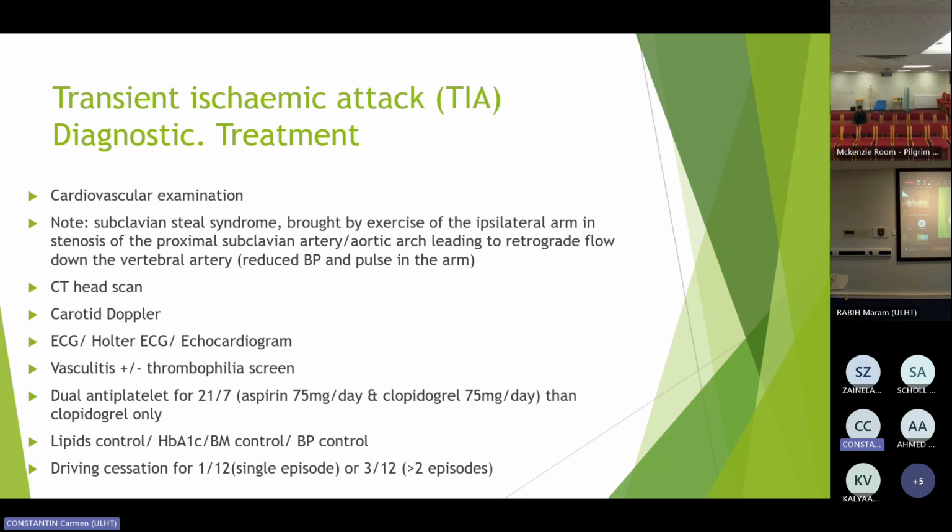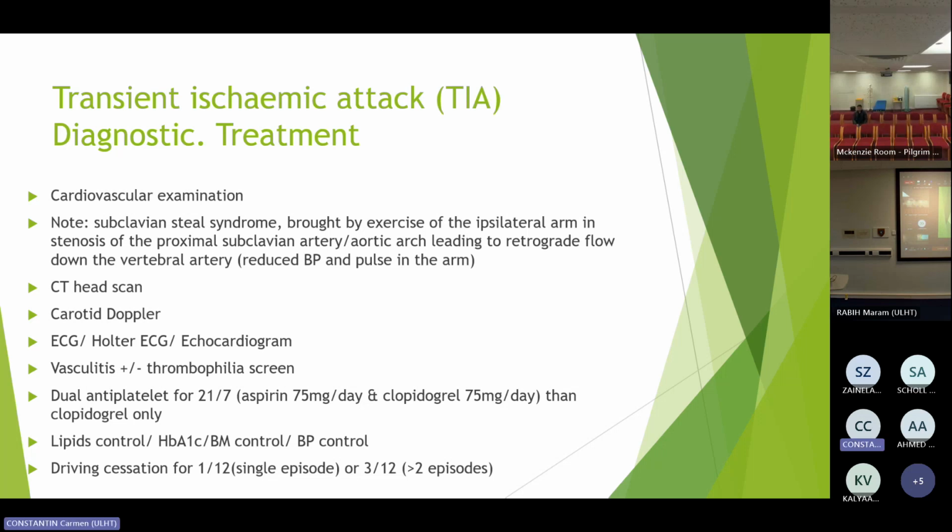So we do the CT scan as an investigation, the carotid Doppler, at least a basic ECG in the first instance, followed by further cardiac investigation, so prolonged Holter ECG and echocardiogram, but echocardiogram just if it's needed. Also, vasculitis screen, with or without thrombophilia screen. We do tend not to do thrombophilia screen after age of 50.